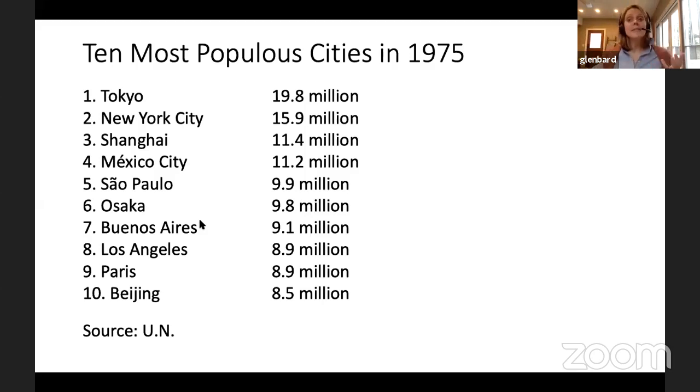So these are the top 10 cities in 1975. Now notice, I did not put the countries after each city. Why? Because you need to start to be able to mental map. You need to be able to look at Tokyo and go, Japan. What do I know about Japan? New York City, the United States. What do I know about the United States?